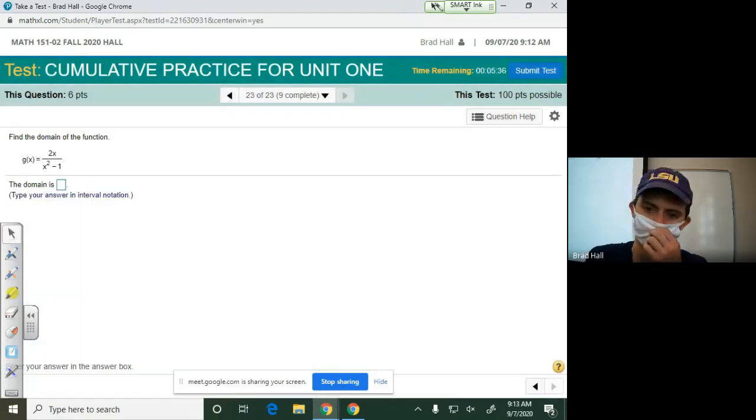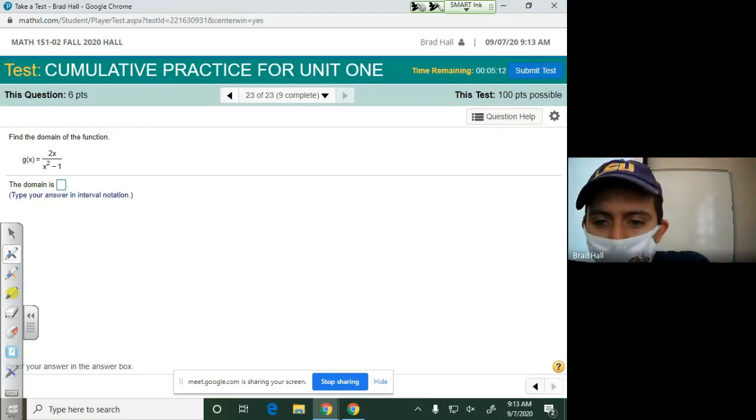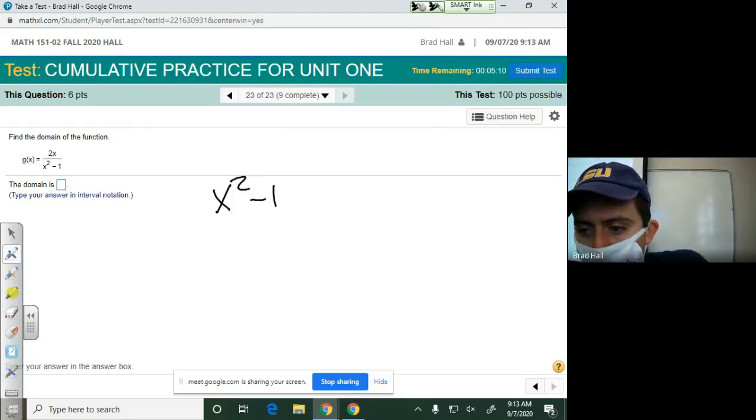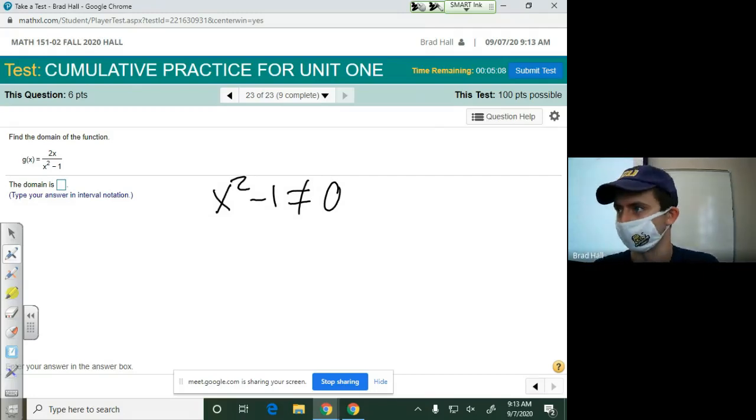And I guess a good one to end on would be the domain of a function. I think this is a good one to end on. So the domain of this function, well, the problem with fractions is that dividing by 0 is bad. So that means when the denominator is 0, that's bad. So what we want is when the denominator is not 0. Because when it is 0, we're dividing by 0. And that's bad.